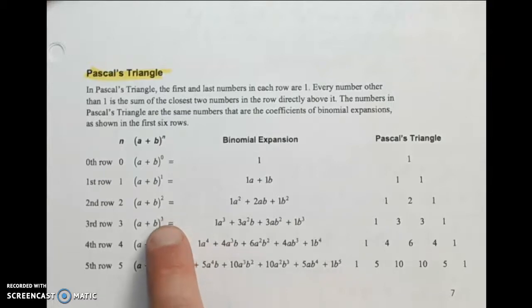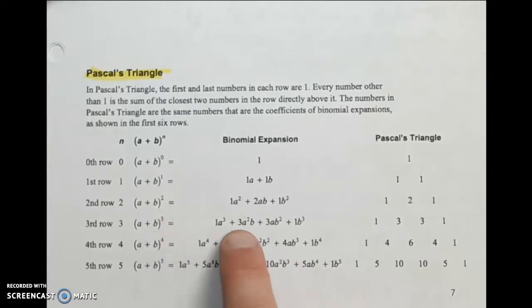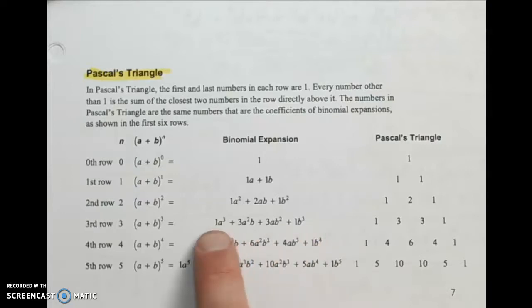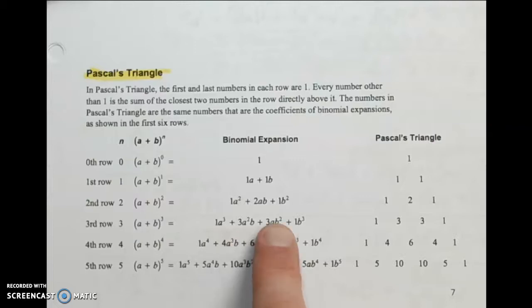Right, and if this is the 3rd exponent, then it goes A cubed, A squared, A to the 1st power, A to the 0 power. And then it goes B to the 0 power, B to the 1st power, B to the 2nd power, B to the 3rd power.